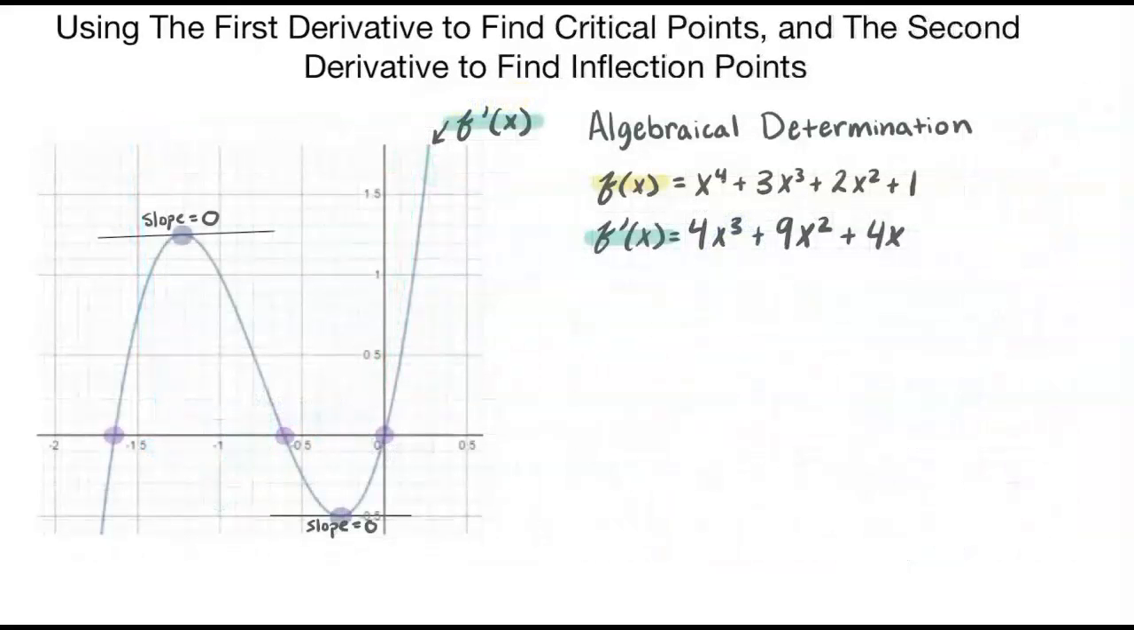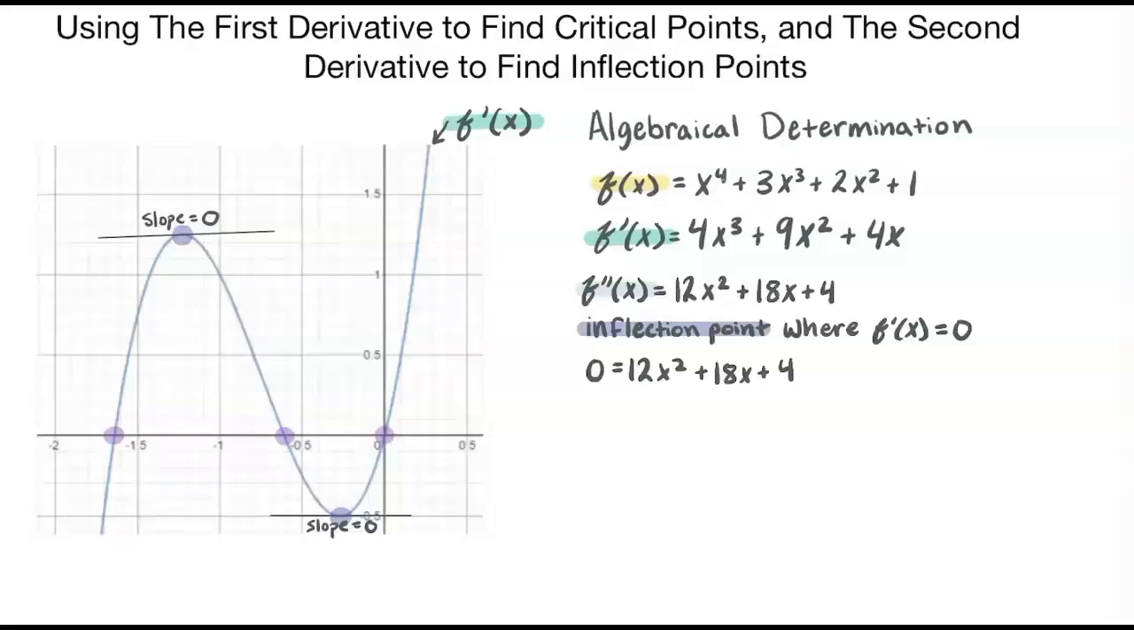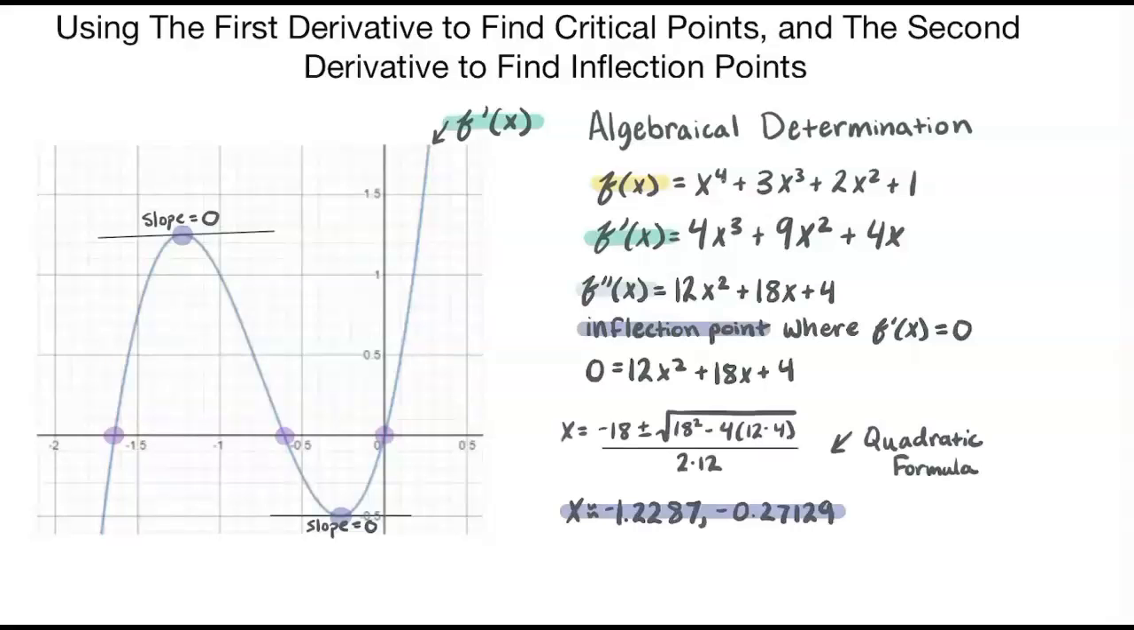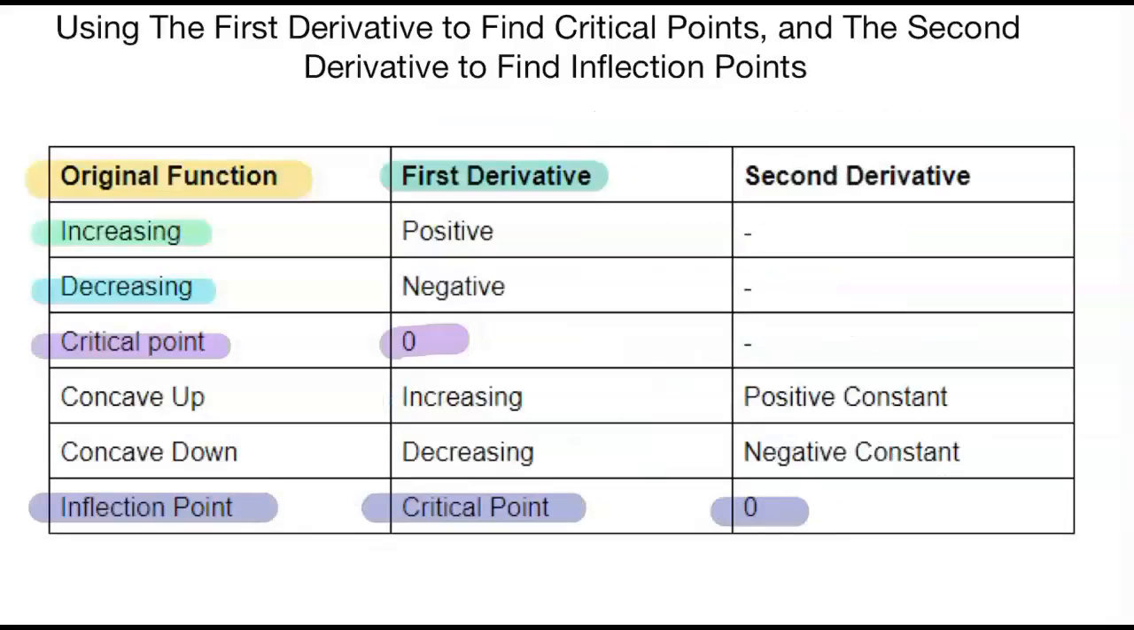Our first step is to take the derivative of the first derivative, which is f double prime of x equals 12x squared plus 18x plus 4. We then will set the function equal to 0. We cannot easily factor this equation to solve for x, so we will need to use the quadratic formula again to find the zeros. We find that the zeros are approximately x equals negative 1.2287 and x equals negative 0.27129.